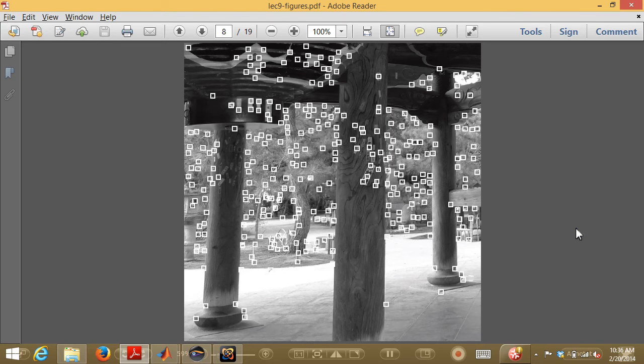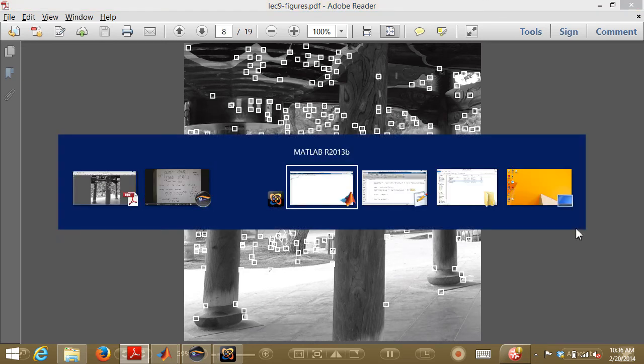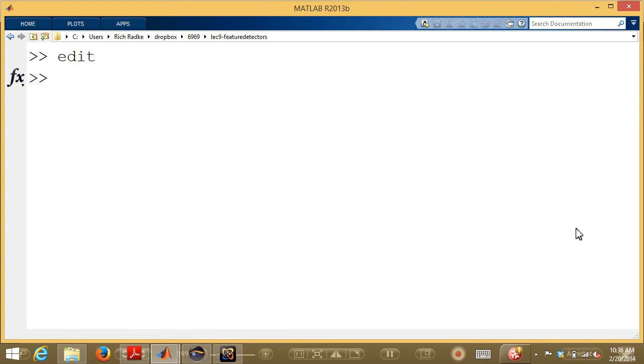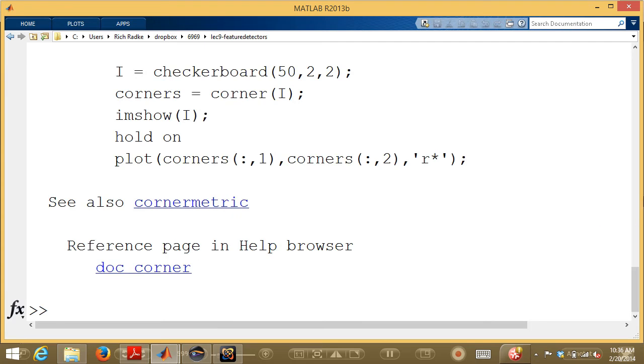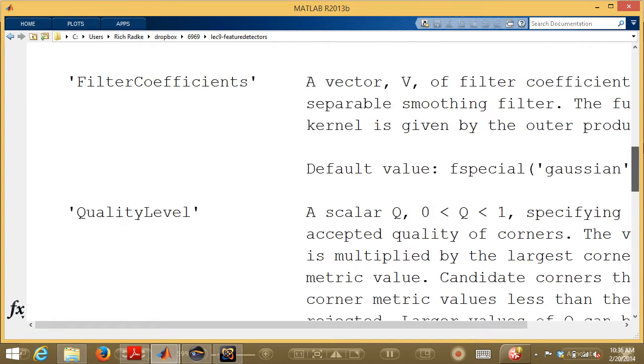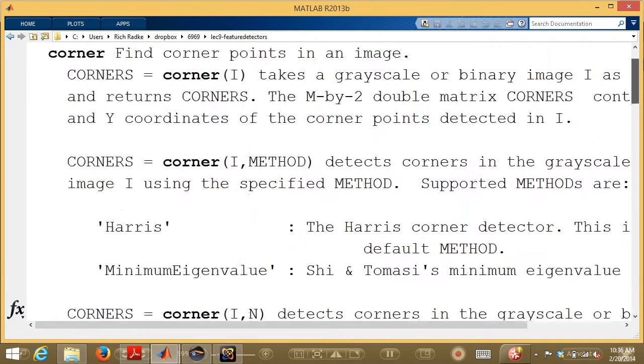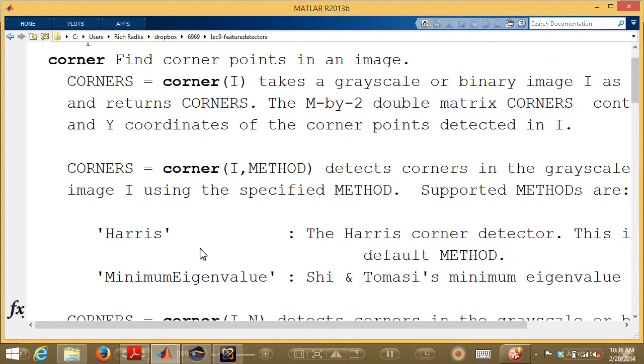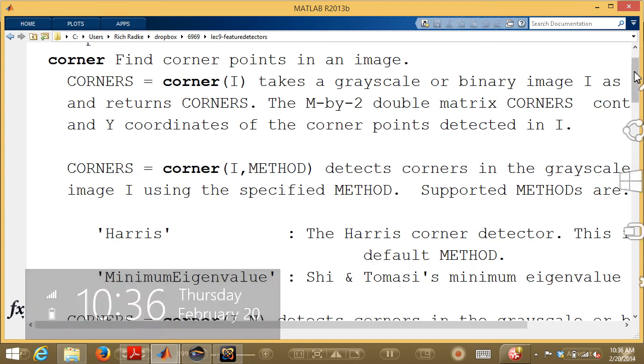And in MATLAB, you can do this with the corner function. If you do help corner, you can see that there's exactly what I just showed you. There are two methods built into corner, the Harris corner detector and minimum eigenvalue, which is the one I put at the bottom of the last page. So that's pretty straightforward.